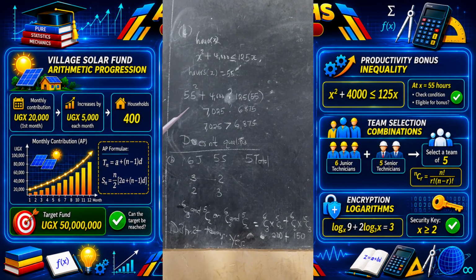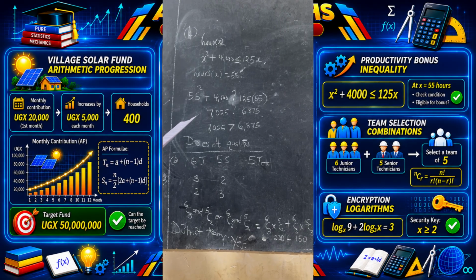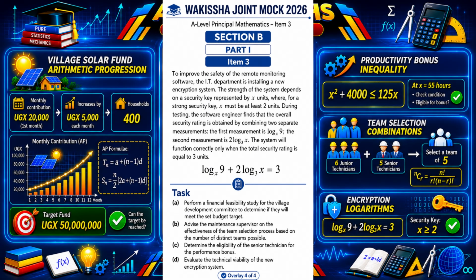Then the last bit is saying that, to improve the safety of the remote monitoring software, the IT department is installing a new encryption system. The strength of the system depends on the security key represented by X units, where the security key X must be at least 2 units. Then during testing, the software engineer finds that the overall security rating is obtained by combining 2 separate measurements.